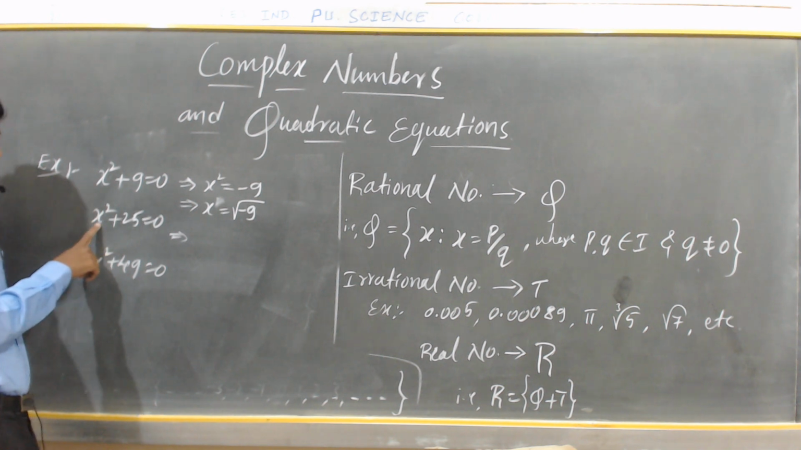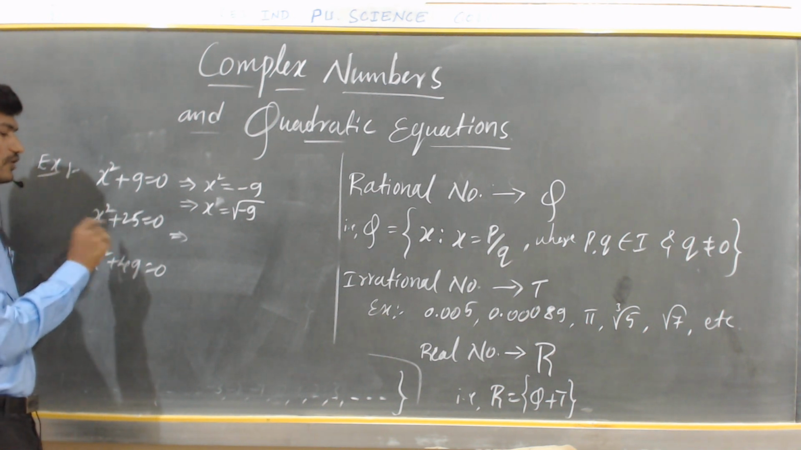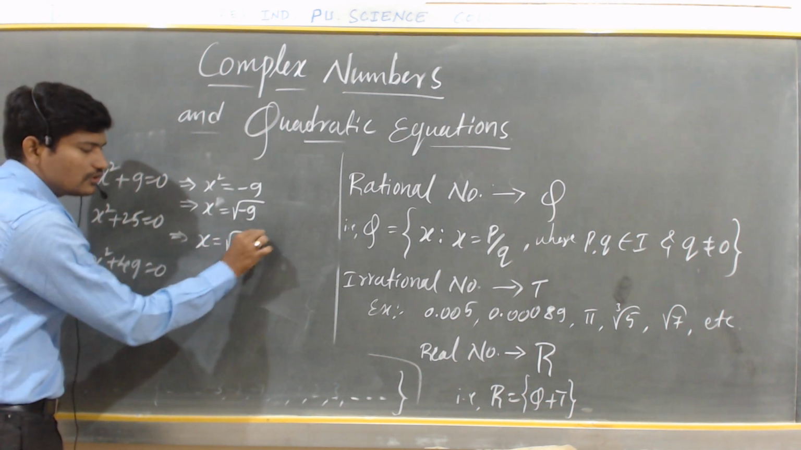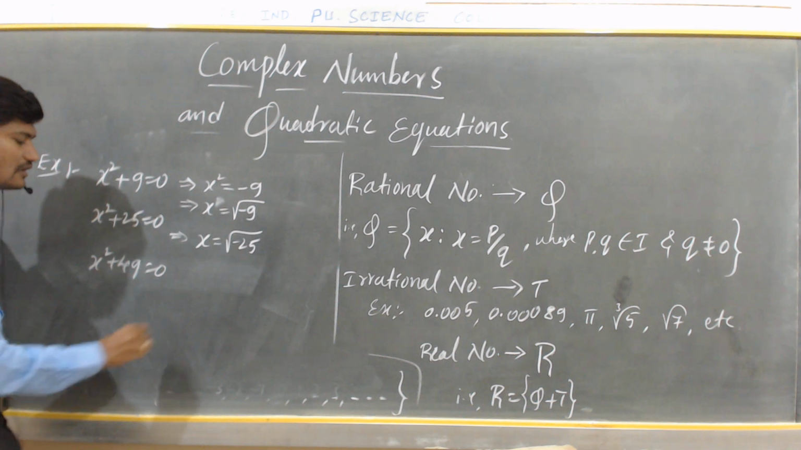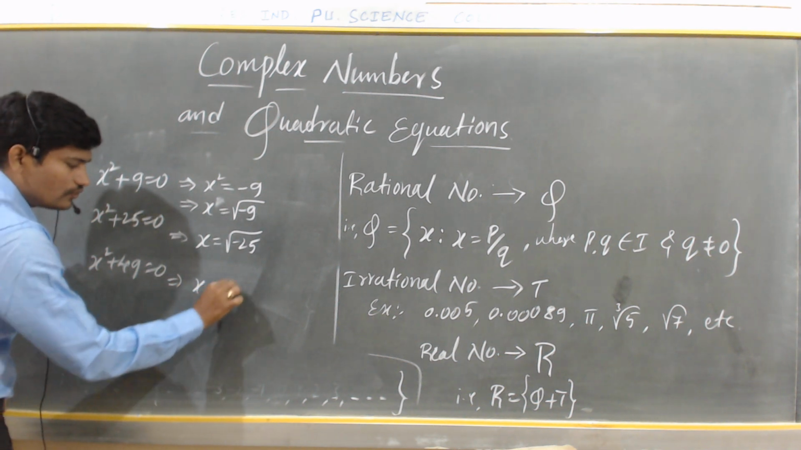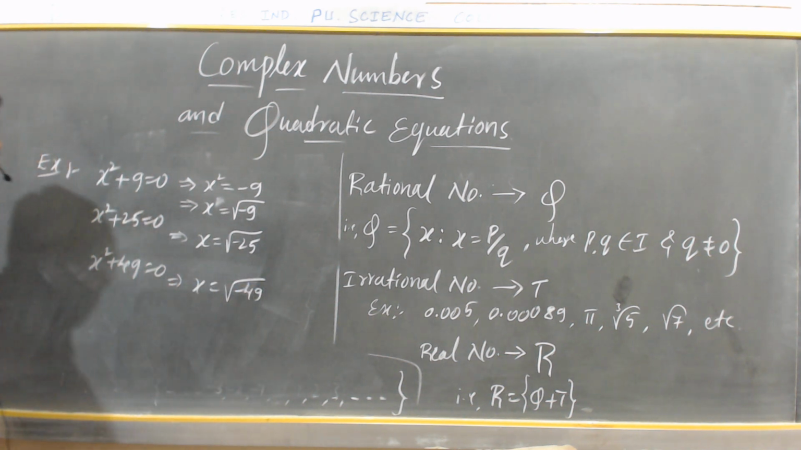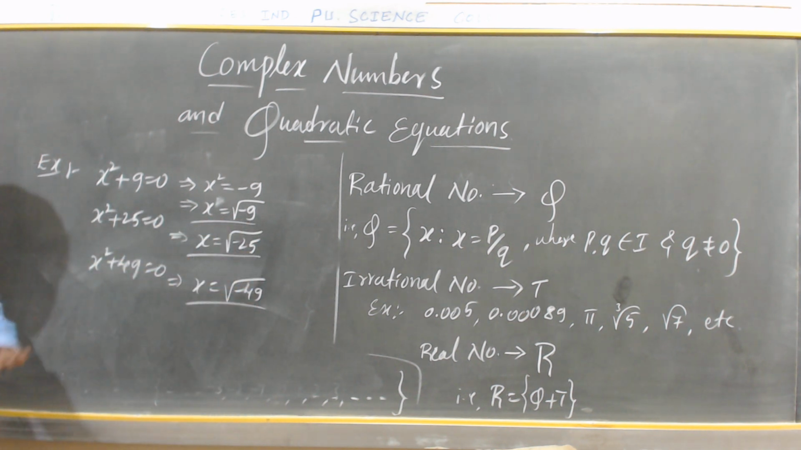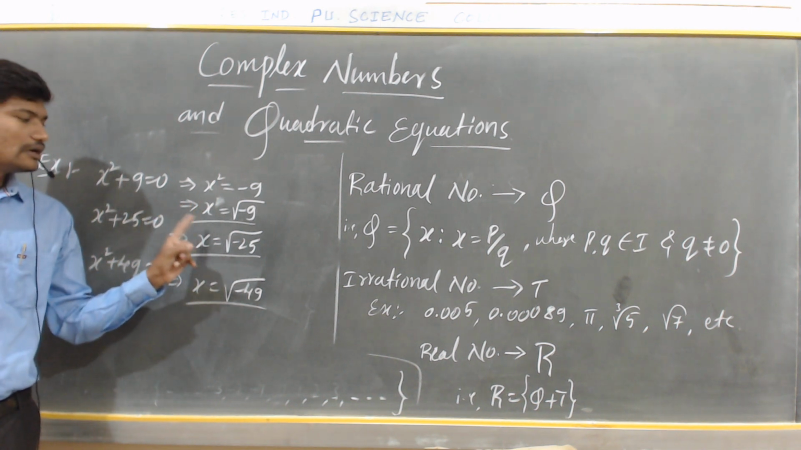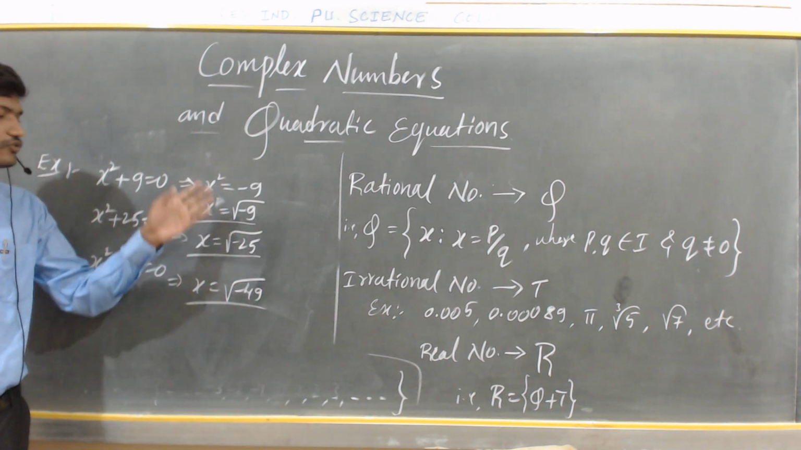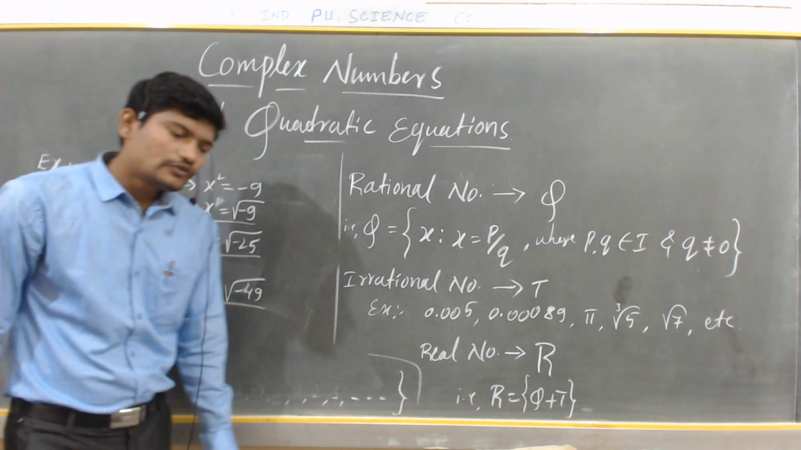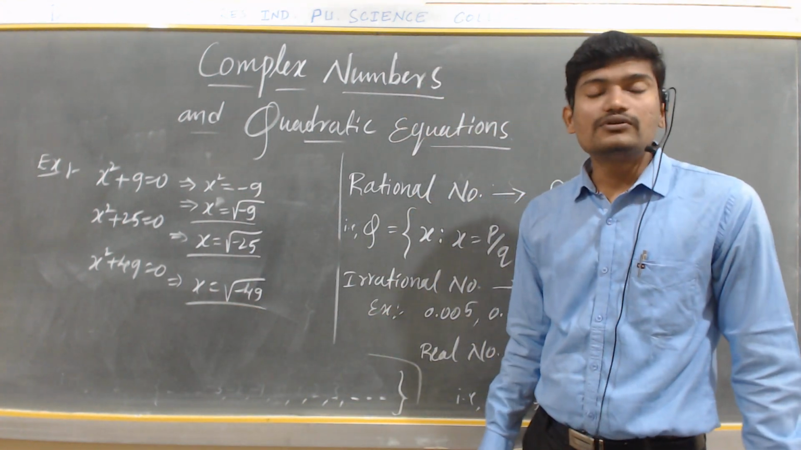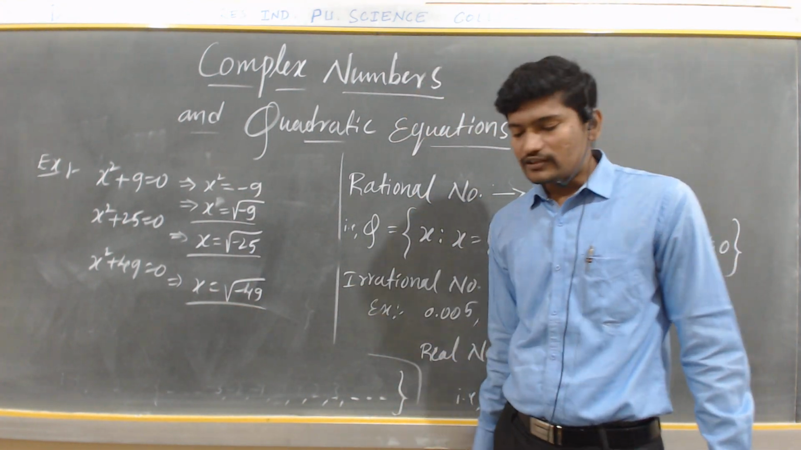See, next question, x square plus 25 equal to 0 is there. Now I will write here x equal to square root of minus 25. Next, x equal to square root of minus 49. Now dear students, you check it, each and every x value contains the square root of a negative real number. So in this condition we can't solve the x value.